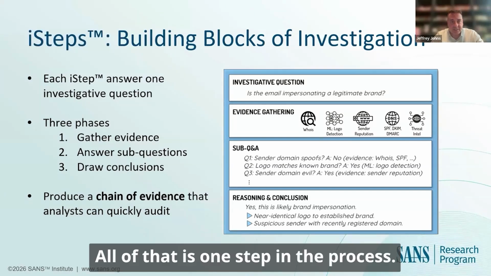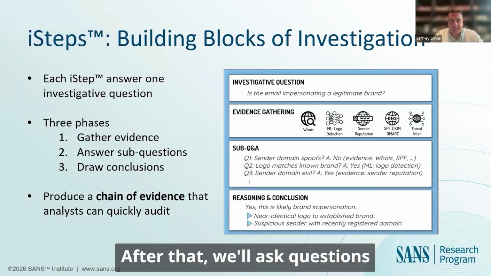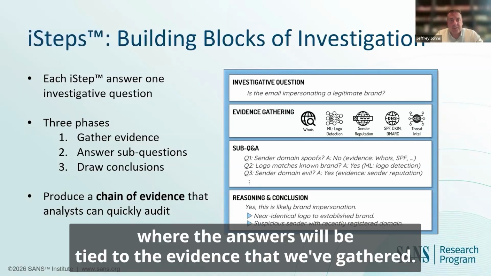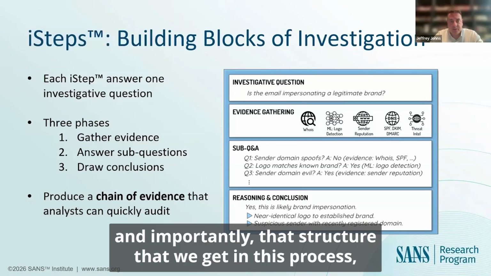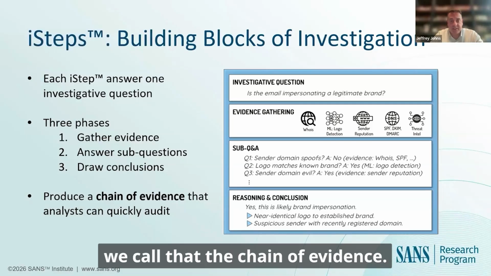All of that is one step in the process. After that, we'll ask questions, or the answers will be tied to the evidence that we've gathered. And then lastly, we'll draw those conclusions. And importantly, that structure that we get in this process, we call the chain of evidence.